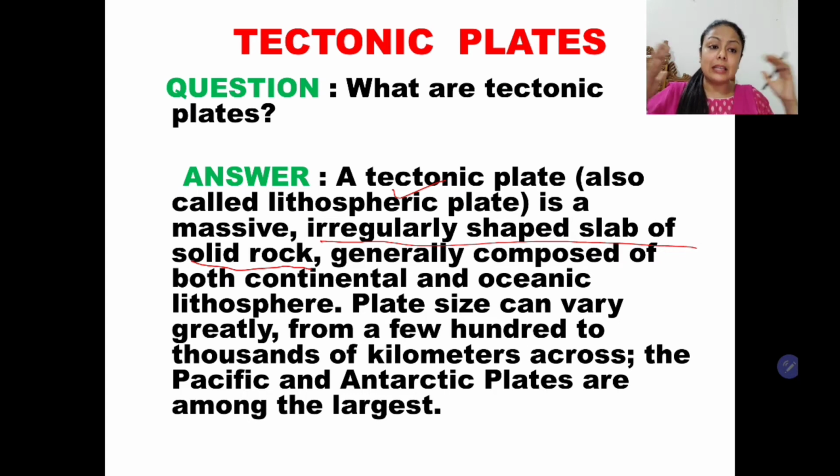So there are several large and small plates, and all of them are moving. The tectonic plates means the lithospheric slabs. They are moving over the asthenosphere. And why are they moving? Because of the convectional current in the mantle. The plate size can vary from a few hundred to thousands of kilometers across. The Pacific and the Antarctic plates are the largest. So children, the Pacific and the Antarctic plates occupy a very large area. There are several large and small plates, and they are moving.